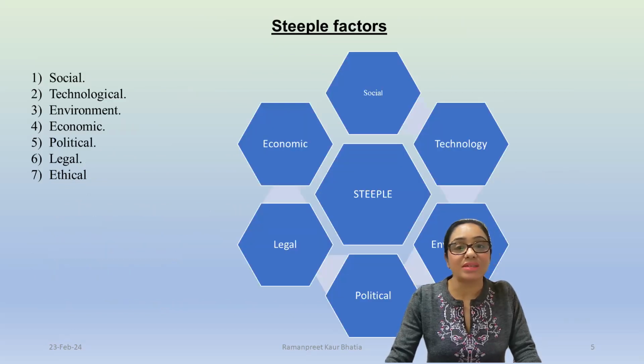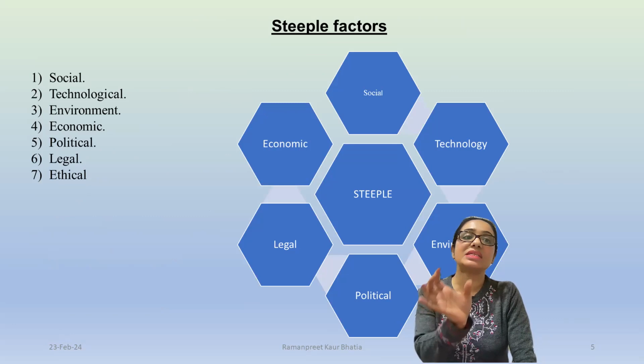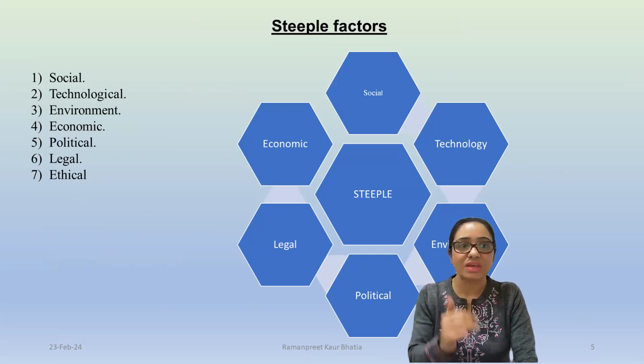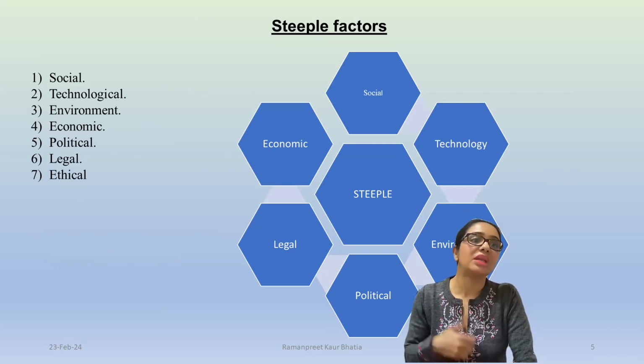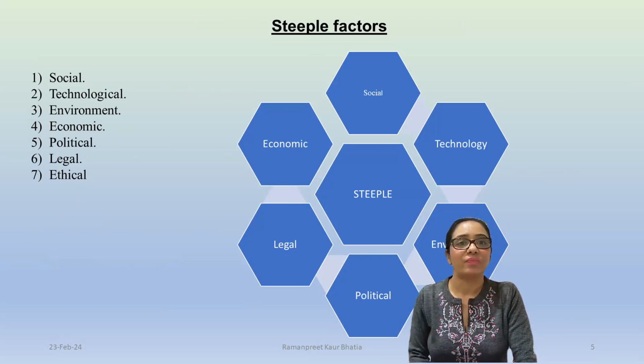What are the factors of STEEPLE? This word contains 7 letters, STEEPLE. There are 7 letters which stand for social, technological, environmental, economic, political, legal, and ethical.